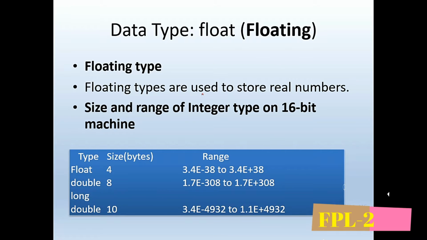Floating types are used to store real numbers. Size and range of float type on a 16-bit machine is from 3.4 e to the power minus 38 to 3.4 e to the power plus 38. I think you know how to calculate the size. Just by knowing how many bytes you will require for any data type, you can calculate the range as we have seen earlier. So you will get this value. If you go on calculating for 4 bytes, what will be the range?